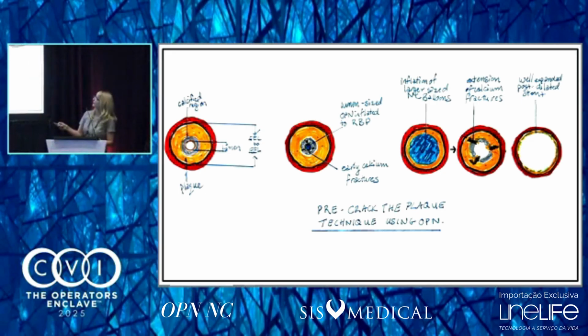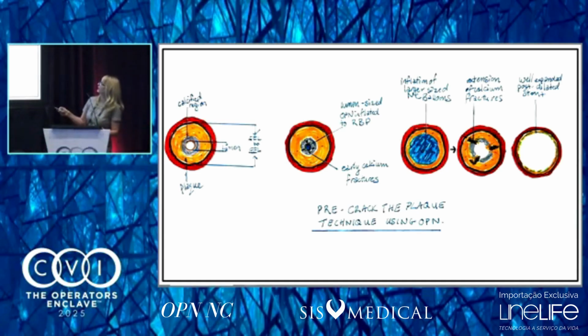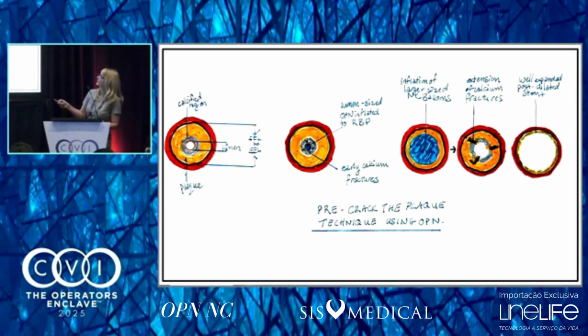You have this inner ring of calcified plaque, then your larger burden of atherosclerotic plaque in the vessel, and then the dark line representing your EEL. So getting in with your smaller OPN to high pressure, providing some initial fractures to that ring, then expanding with larger NCs, expanding those cracks further, and ultimately getting a good stent result. That's the rough concept.